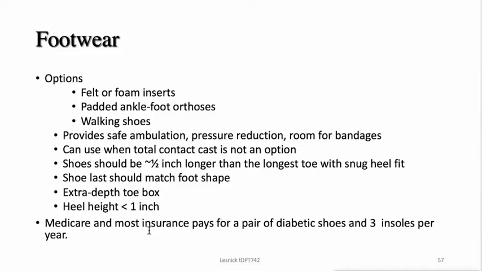Some of the options for footwear are felt or foam inserts, padded ankle orthosis, or walking shoes. This is to help provide safe ambulation and pressure reduction. You can use these when a total contact cast is not an option. The shoes should be about 1/2 inch longer than the longest toe. The shoe last should match the foot shape, and there should be an extra depth toe box and a heel height of less than 1 inch.